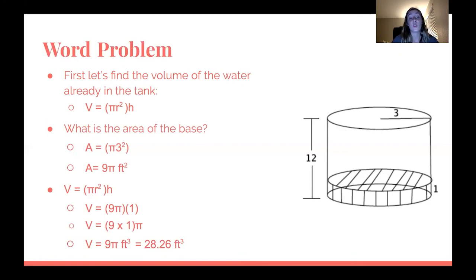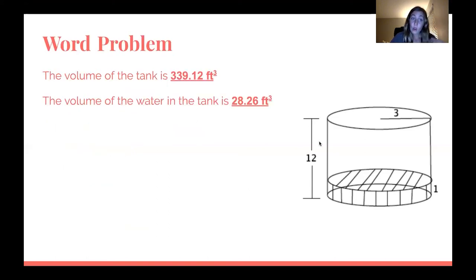28.26 feet cubed. So when I took 9, multiplied it by that pi, 3.14, I got 28.26. That is the volume of the water that's already in the tank. So now that we know that, we know the volume of the tank total is 339.12. Oh, I am so sorry.